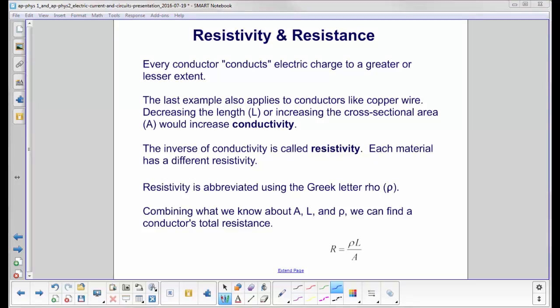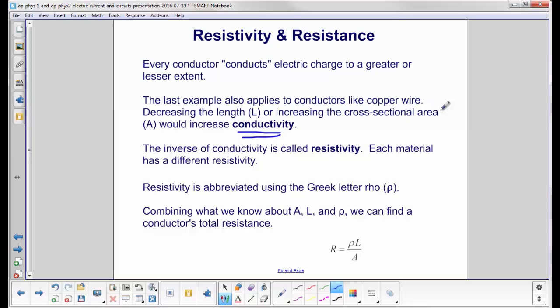Every conductor conducts electric charge to a greater or lesser extent. The example that we had with the water pipe, we're going to apply to copper wire. When we increased the length of the pipe, we found out that we didn't conduct as much water. It took longer. So you would imagine that if you decrease the length, you would conduct more water. And that's what we're using here, this word conductivity.